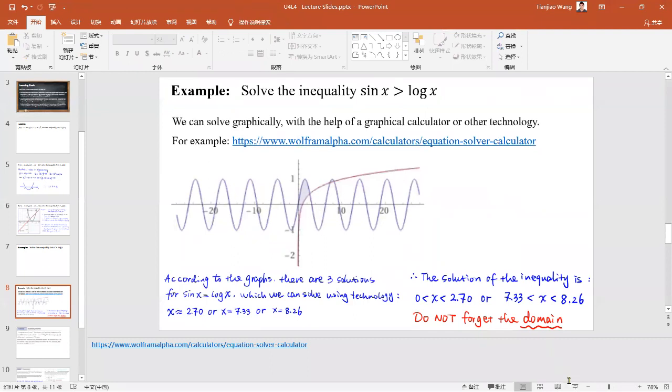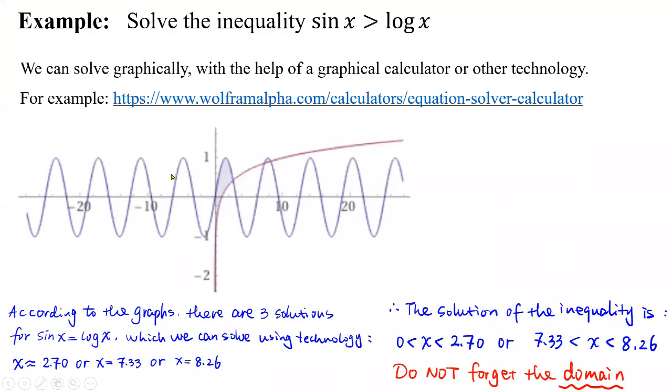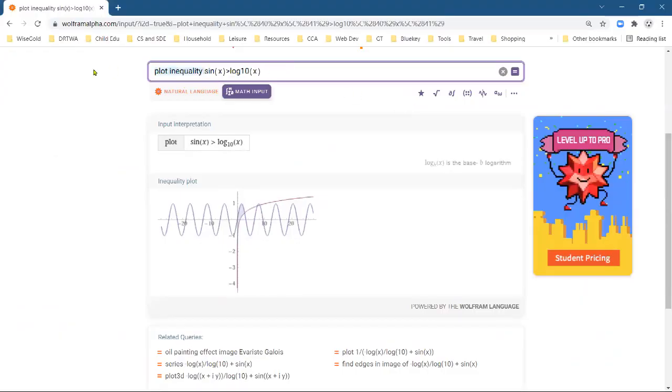So as you can see here, there might be, excuse me, 1, 2, 3 intersections, right? So next, we need to find the x coordinates of these intersections, right? So again, we can use the online tools to solve the equation, which is sin x equals log base 10 of x.